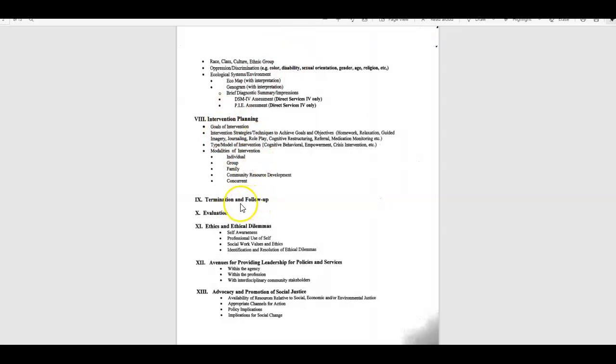Also be mindful when you're thinking about termination and follow-up to think about ethics, our ethical duties and standards of practice, and how that plays a role here. If you understand some of the problems or challenges that the client is dealing with, how do those problems and challenges impact how you look at termination and follow-up? Because sometimes there are key things going on with our clients that require us to be very sensitive to how we approach termination and follow-up.